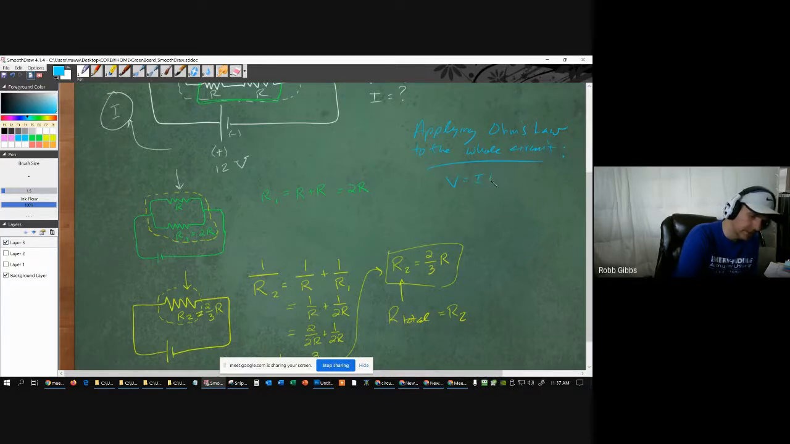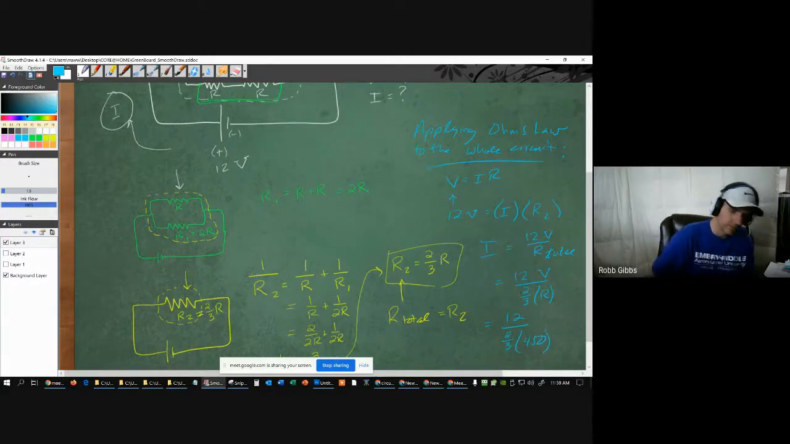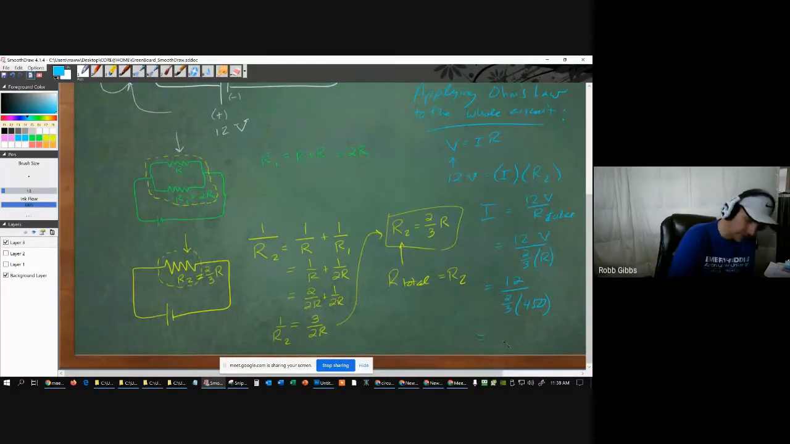We use V equals IR, but we use V for the total circuit, so that's 12 volts. The current for the total circuit is what we want to solve for, and the resistance for the total circuit is R2. So I is going to be 12 volts over R total, which is 12 volts over 2/3 times 450 ohms. That works out to 0.040 amps. So this is the total current through the circuit.